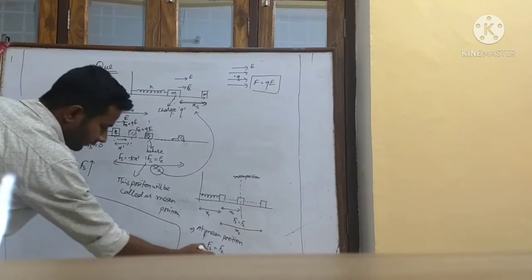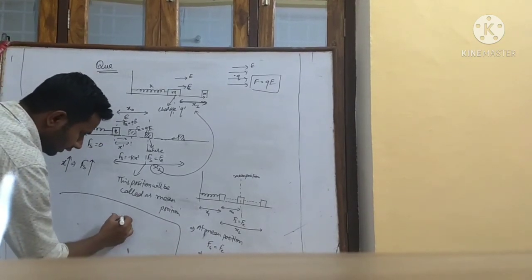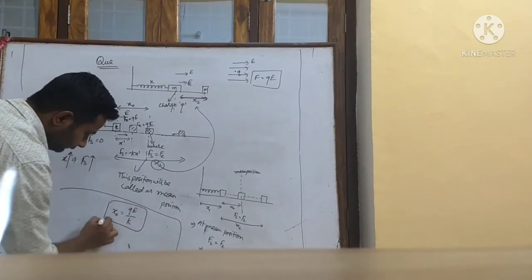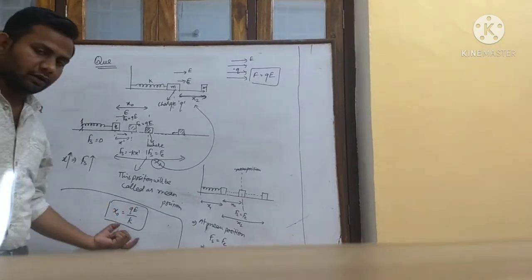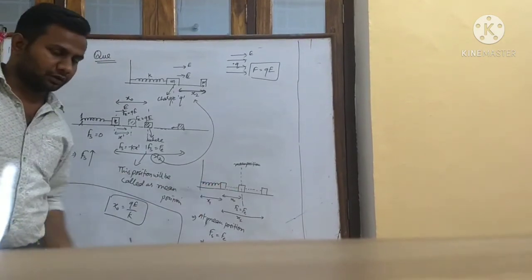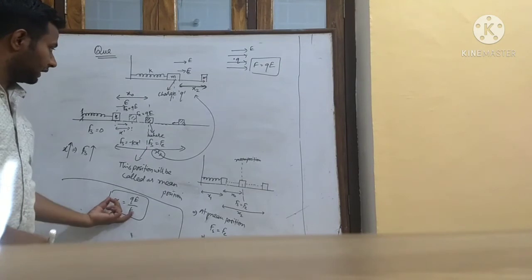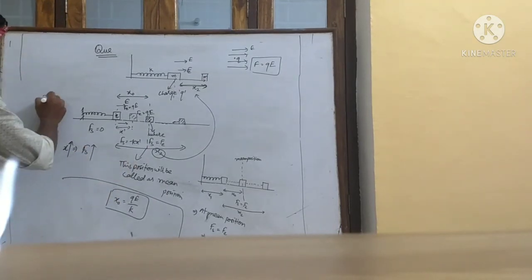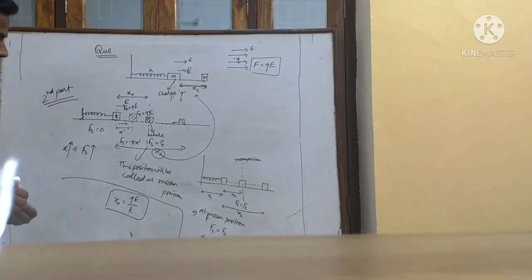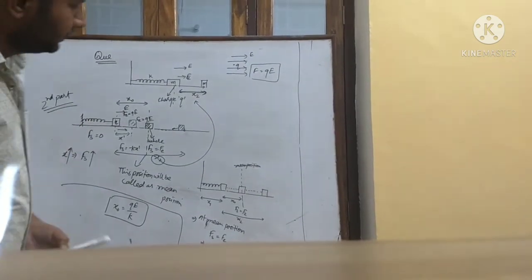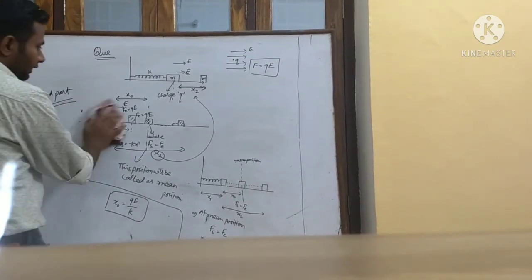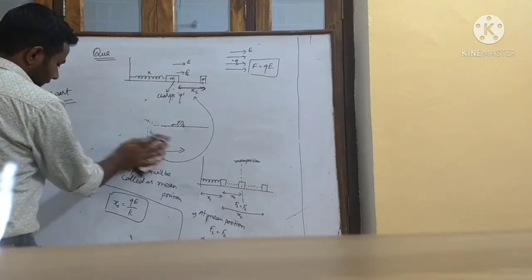Okay. So from here we will get x naught is equal to QE divided by k. This will be your distance of mean position. Okay, so this was the second part of the question. Now the third part is we have to prove this is SHM or not. Okay, we have to check this is SHM or not.